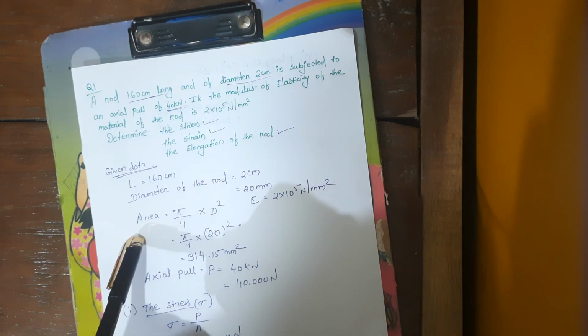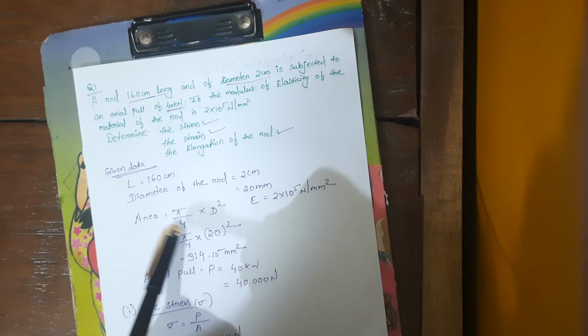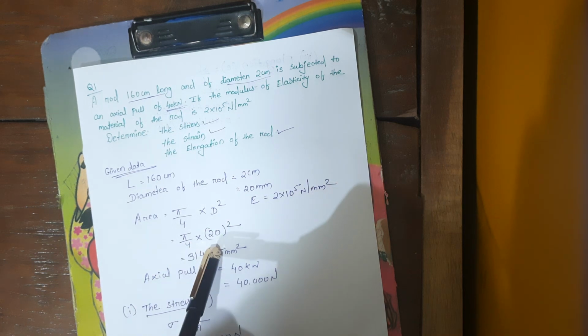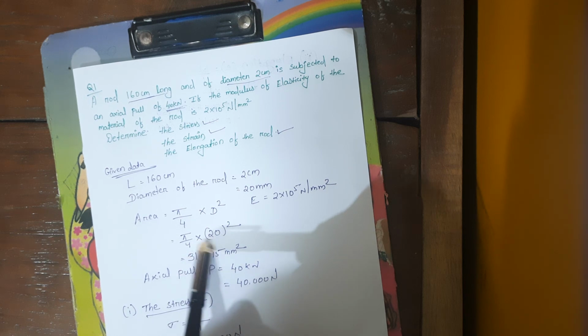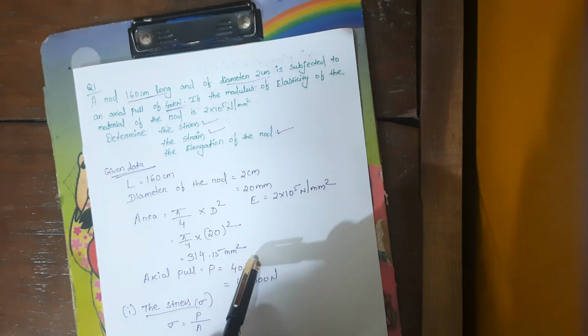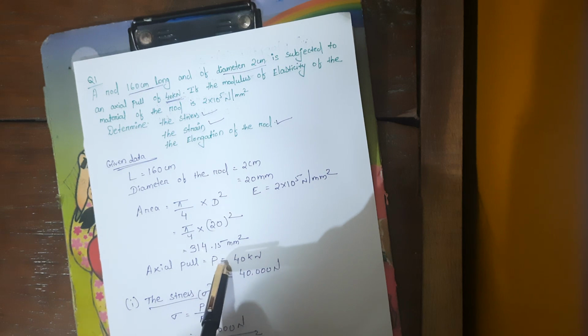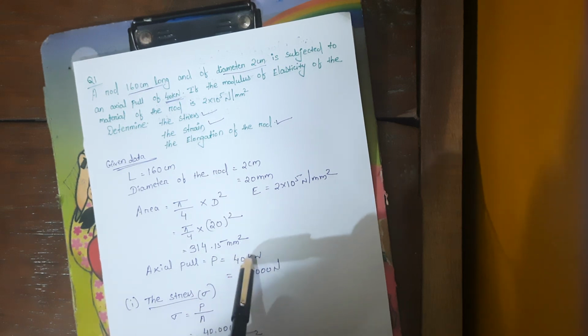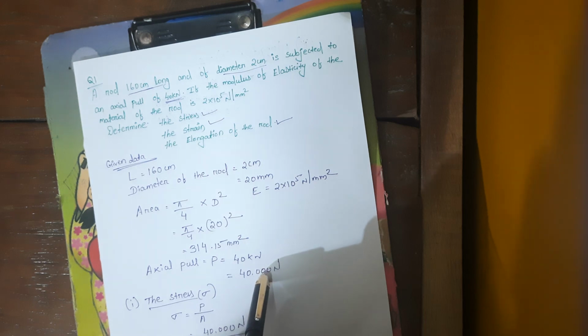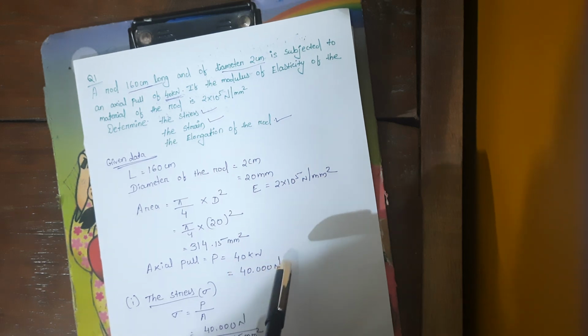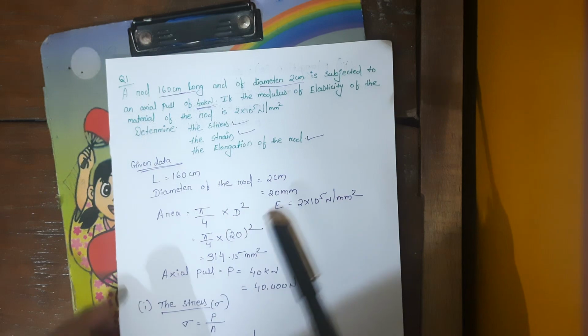Now we calculate the area of the rod, pi by 4 into d square, where d is 20. Solving this equation gives 314.15 mm square. Now the axial load given in the question is 40 kilonewton. So kilonewton will be converted into newton: 40,000 newton, right?